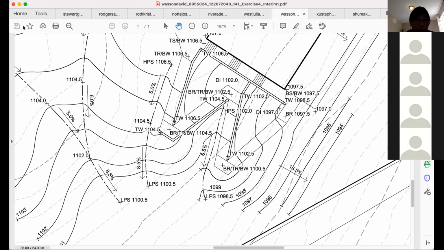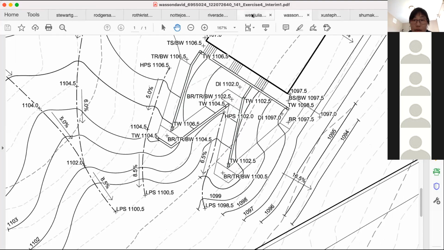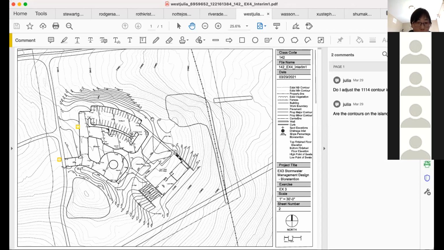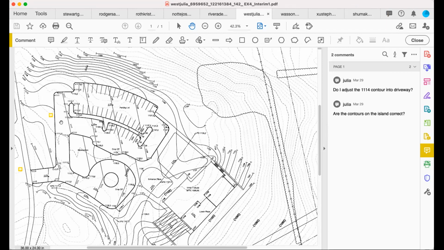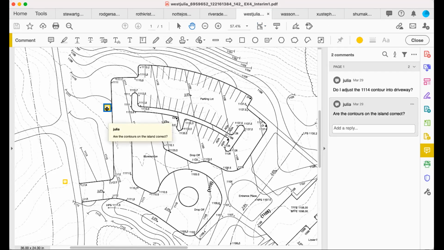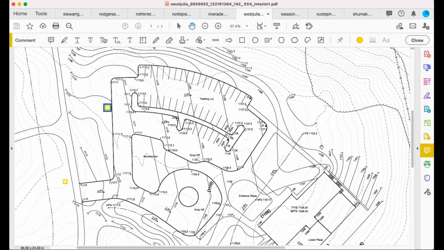All right, next one. We have Julia. I'm here. Hey, Julia. A question on the islands. You have it correct? Yeah, you have retained the correct contour on the islands except for one of them, which is over here. Ah, bad line. And yeah, probably need to label all of them so that we're sure that you were connecting them in the right direction.